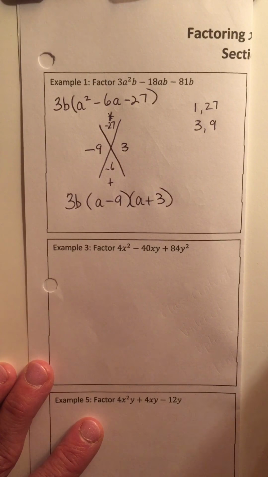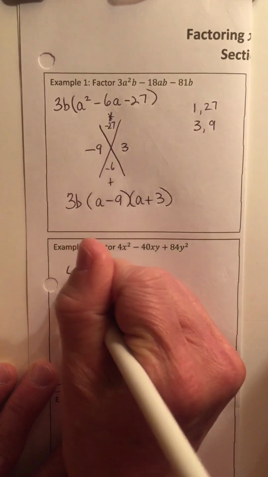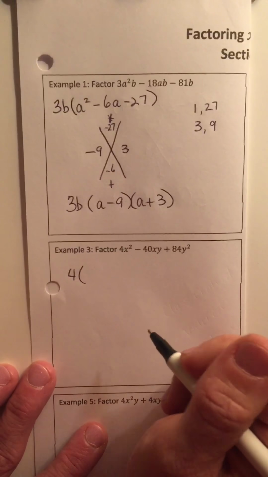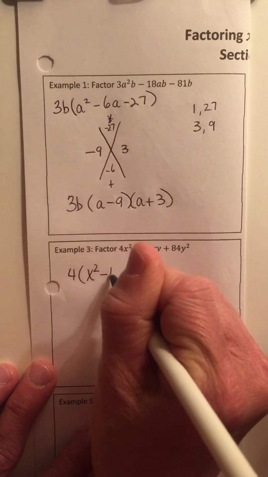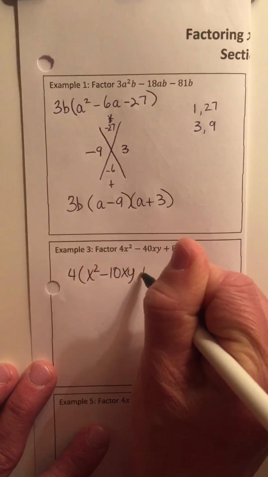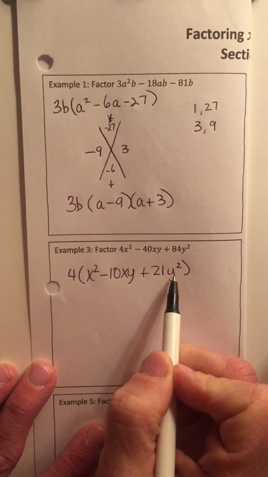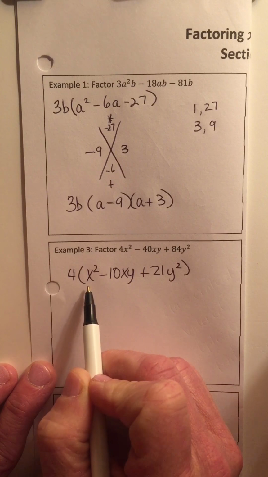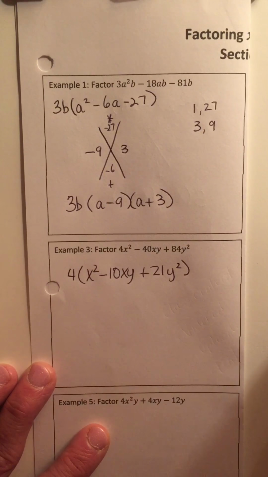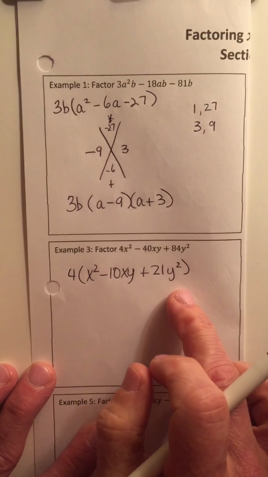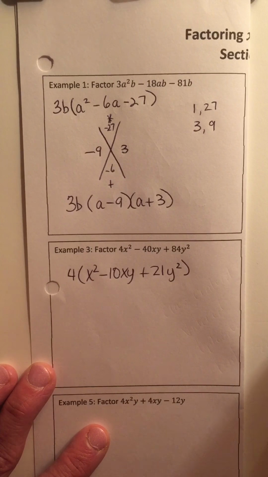Example 3, we're going to factor 4x squared minus 40xy plus 84y squared. With the coefficients, we can factor out a 4. And our trinomial in our parentheses is x squared minus 10xy plus 21y squared. Yes, we have a y squared term. So just like we have an x squared term, the first term in our parentheses is going to be an x. The second term in our parentheses is going to need to include a y.